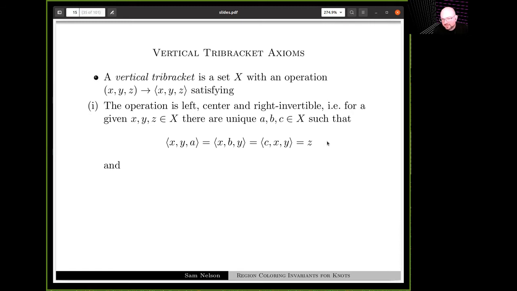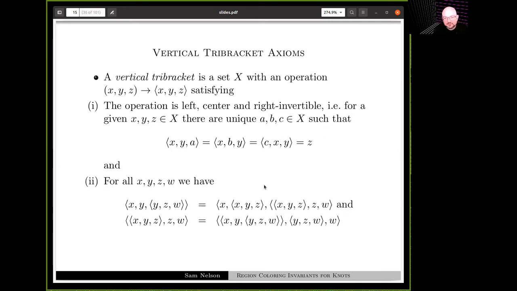Incidentally, one thing that is interesting to me about this is that in the binary operation case of quandles and also biquandles, we have separate conditions imposed by Reidemeister 2 and 3, whereas with these ternary operations, the Reidemeister 2 condition is what gives us these left, center and right invertibility requirements, and that automatically satisfies Reidemeister 1. The Reidemeister 3 condition, when we write the tri-bracket vertically, looks like two separate equations: the tri-bracket of x, y with tri-bracket y, z, w is the same as the tri-bracket of x with tri-bracket x, y, z with tri-bracket of x, y, z with z, w.